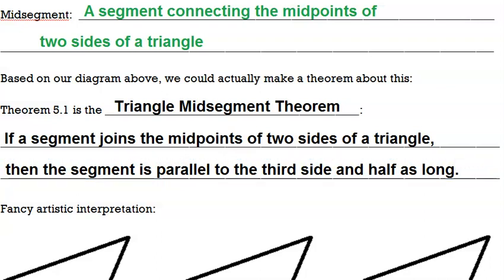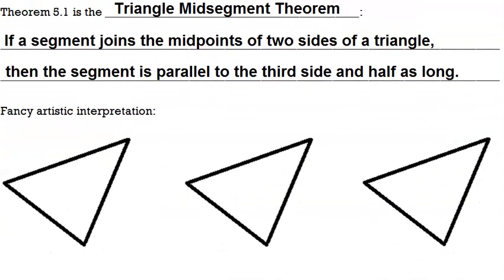Okay, so pause it if you need to write a little bit longer. If a segment joins the midpoints, if you draw a midsegment inside a triangle, that segment will be parallel to the third side, and it will be half as long. So that's the rule. That's how it's going to be pretty much every time.